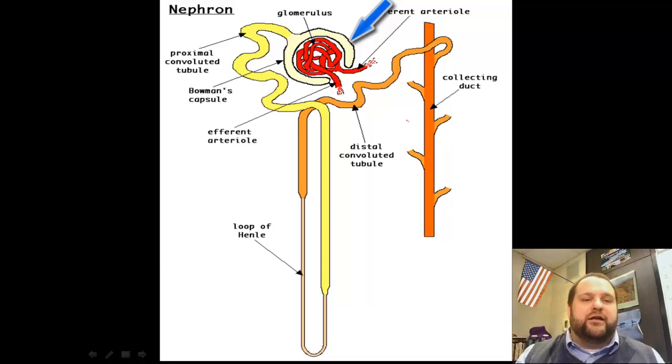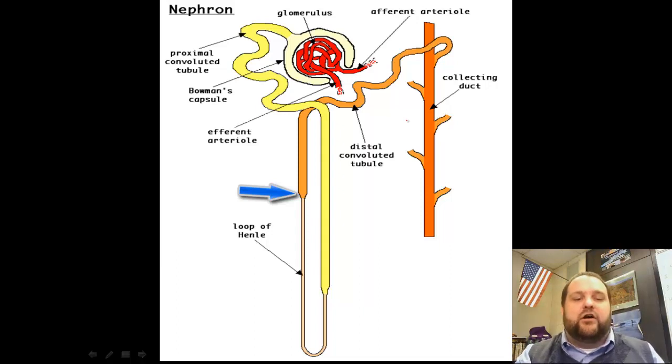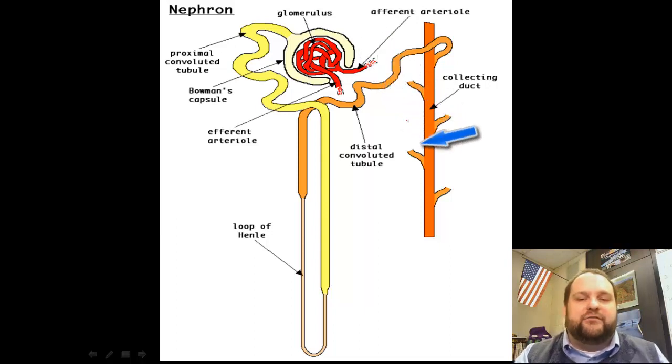Then the filtrate goes from there to a twisted tube called the proximal convoluted tubule. And then after the proximal convoluted tubule, it goes into this huge loop that dips down into the medulla region, and that's called the loop of Henle. And then after the loop of Henle, we have this region here, which is called the distal convoluted tubule. And then after the distal convoluted tubule, finally we have the collecting duct.